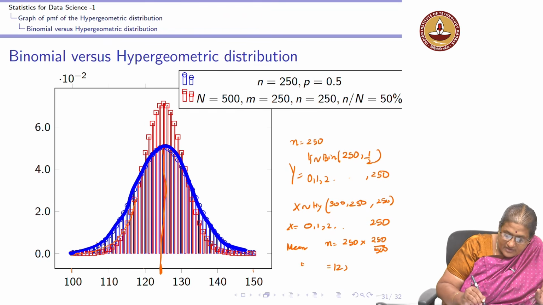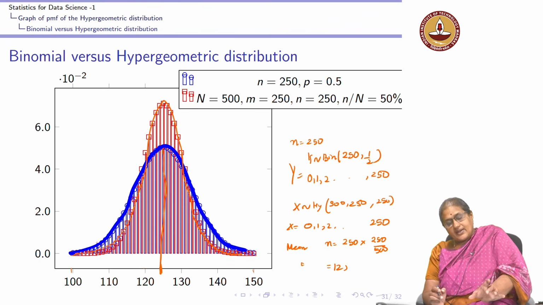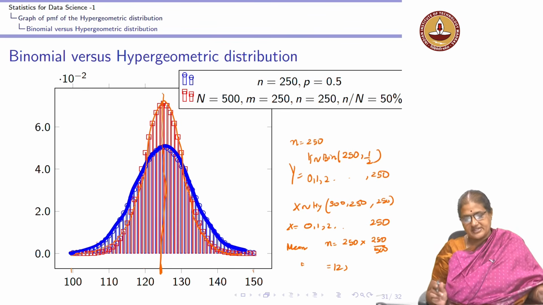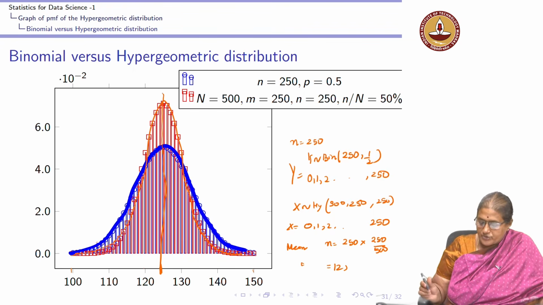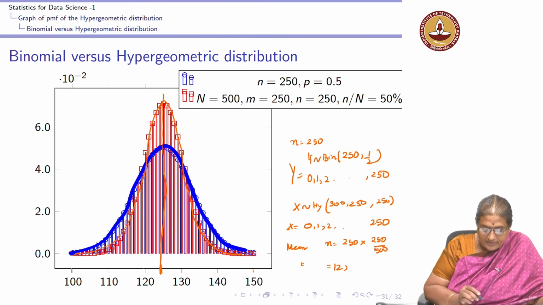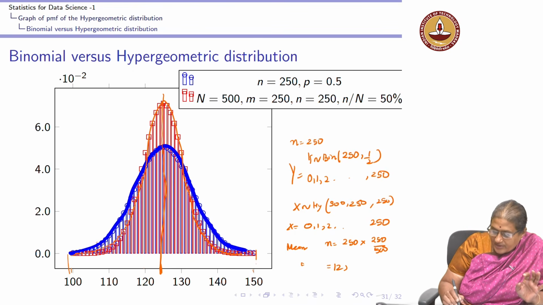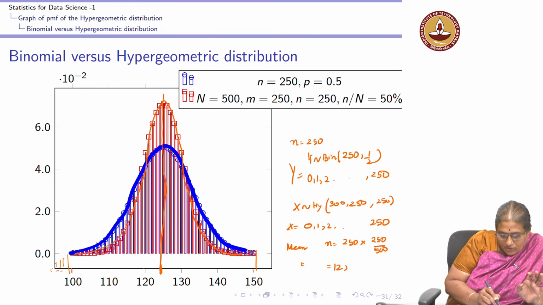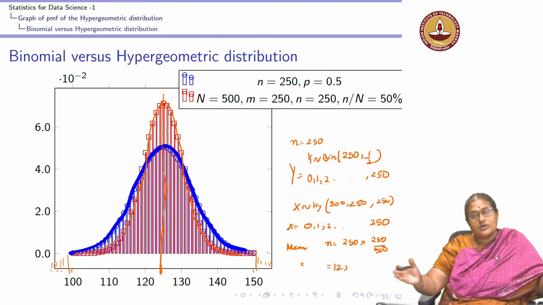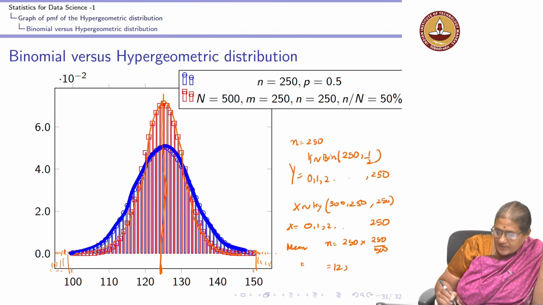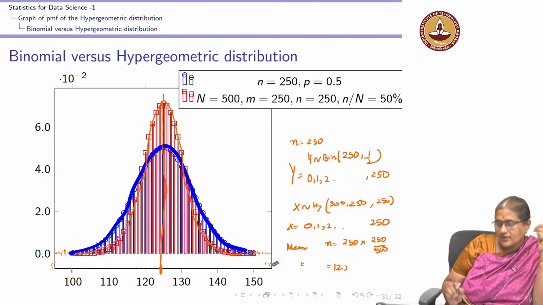And you can see that when we connect these, the red one has a higher probability in the middle. The means are the same, both of them are symmetric, but the binomial distribution has a higher variability than the hypergeometric distribution. I have just restricted it to 100 to 150. I would have smaller bars for both the distributions on either side. It is almost 0 after a particular range.